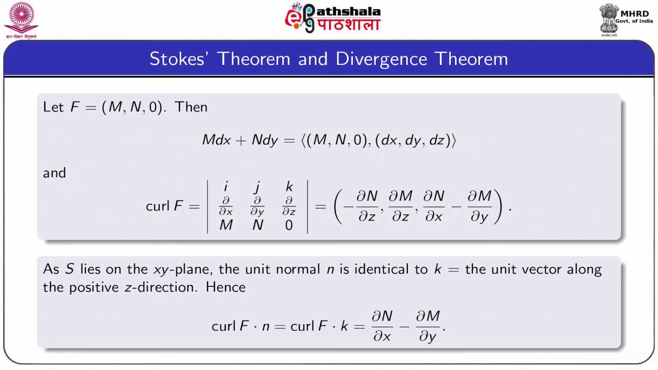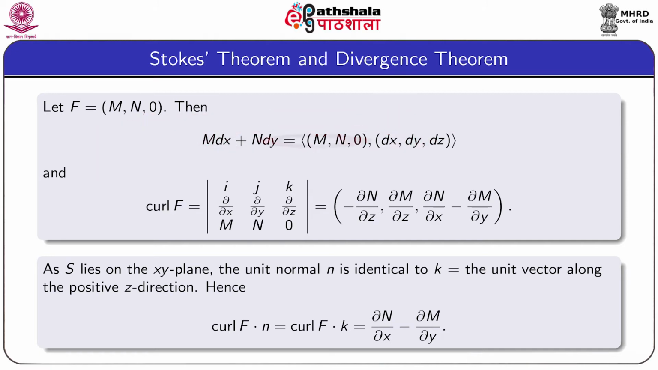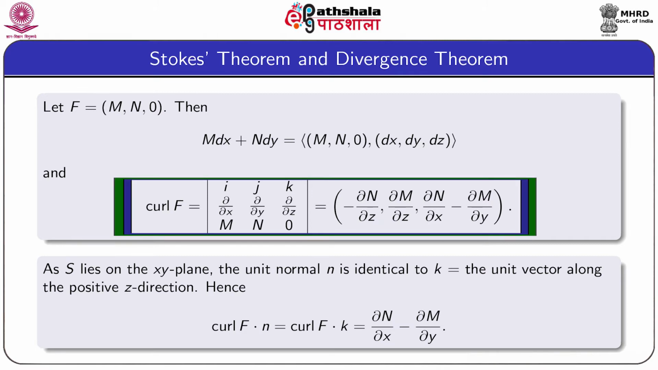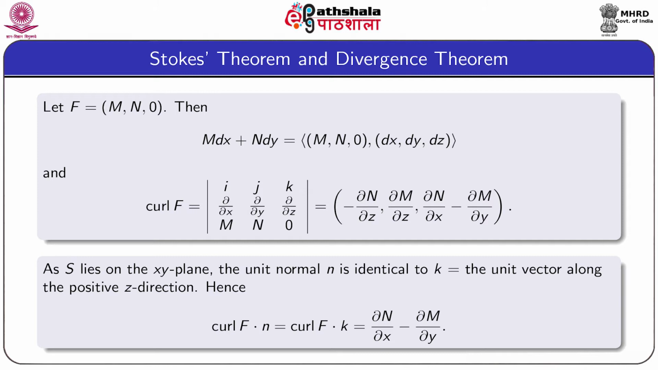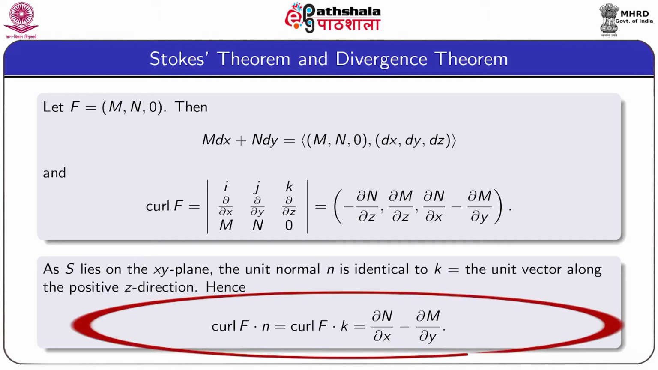Let F equal to (M, N, 0). Then we can represent M dx plus N dy as the inner product of (M, N, 0) and (dx, dy, dz), and curl F equals (minus ∂N/∂z, ∂M/∂z, ∂N/∂x minus ∂M/∂y). As S lies on the xy plane, the unit normal n is identical to k, that is the unit vector along the positive z direction. Hence, curl F dot n equal to curl F dot k equal to ∂N/∂x minus ∂M/∂y.